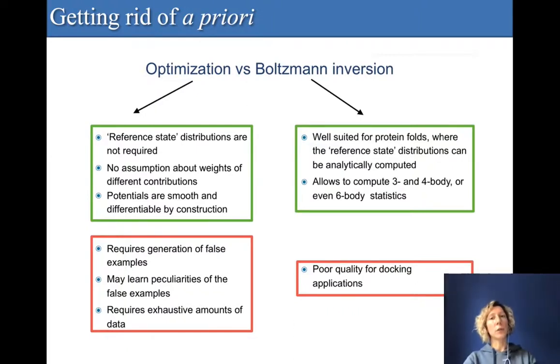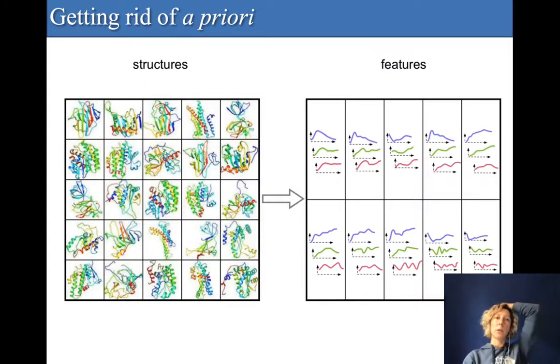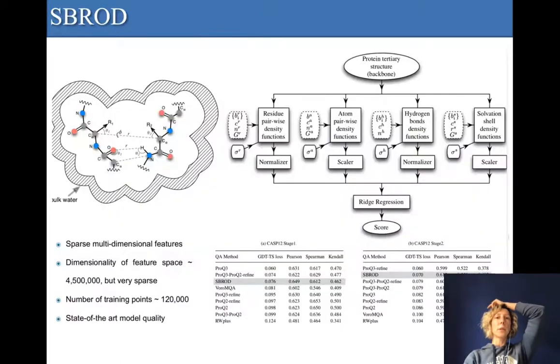The Boltzmann inversion is well suited for protein folds, where you have a reference state that can be computed. And you can do many-body statistics, but there are other problems associated with this. So you start from an ensemble of structures and you're just going to fit your curves. So here is an example of a potential that is derived from learning, you can say data driven.